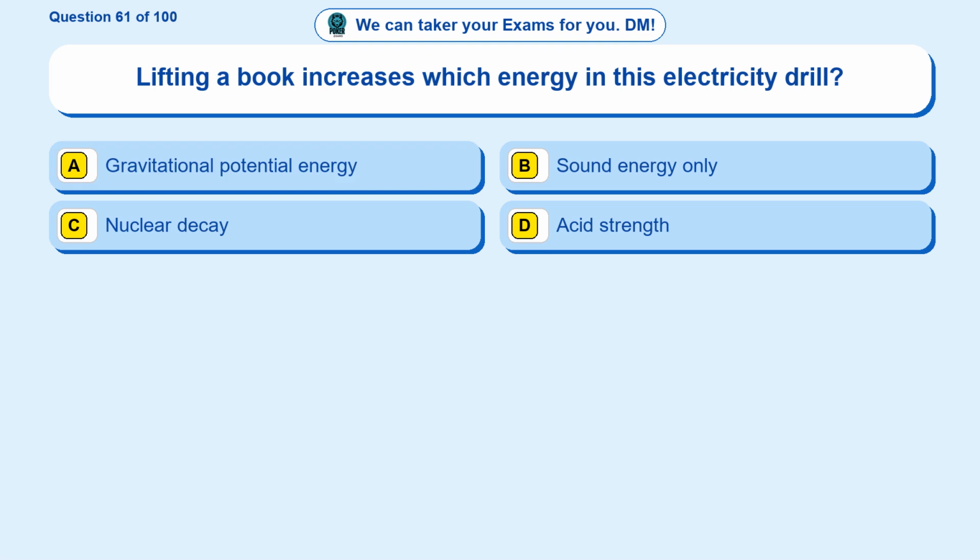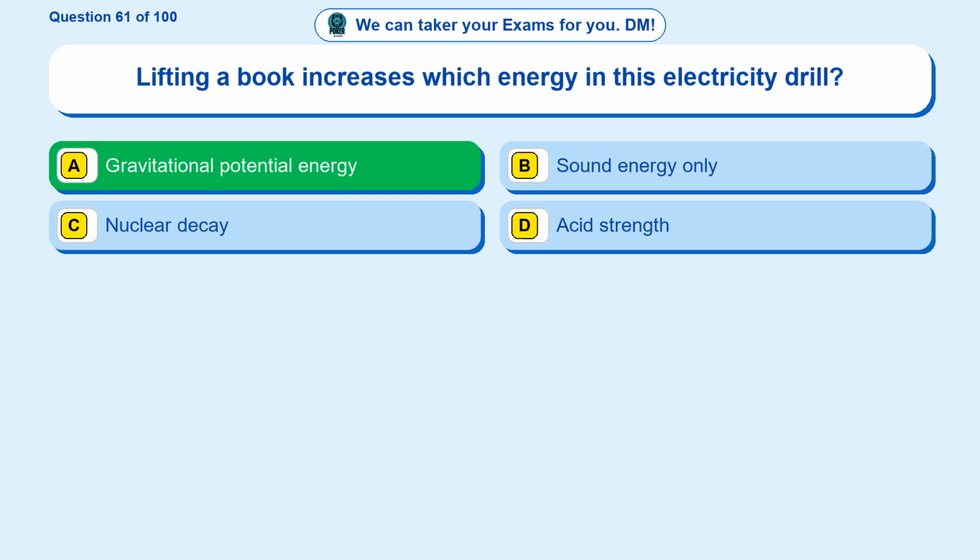Question 61. Lifting a book increases which energy in this electricity drill? Option A, gravitational potential energy. Option B, sound energy only. Option C, nuclear decay. Option D, acid strength. The correct answer is option A, gravitational potential energy.